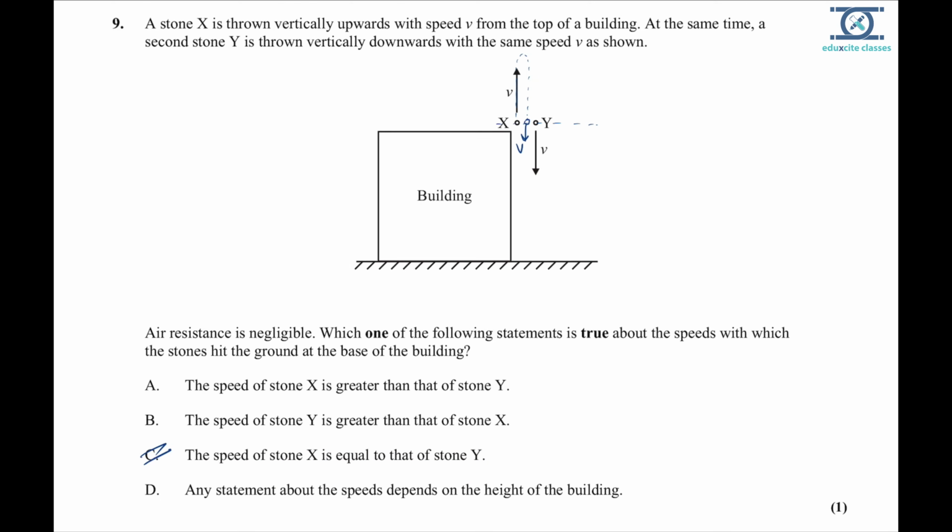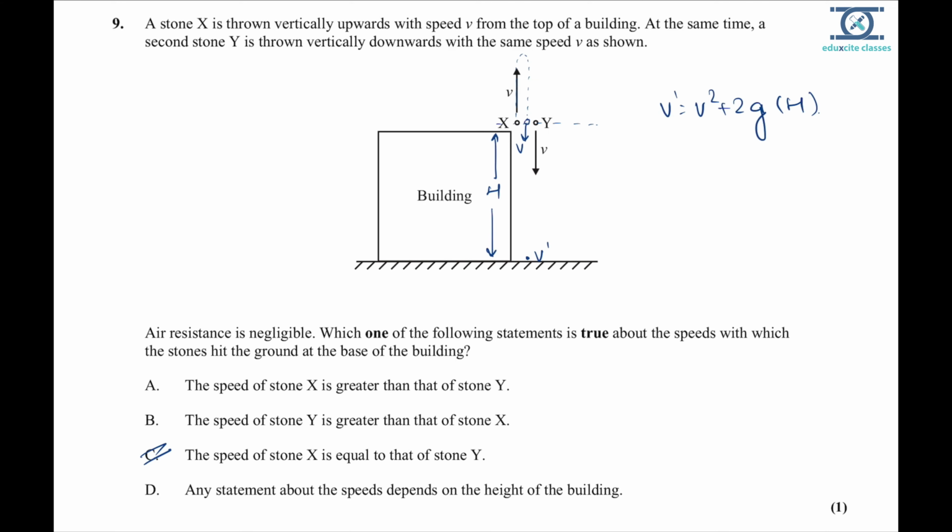If you want to prove it, I can also prove it. Let us say the height of the building is h, and the final velocity is v dash. So v dash squared is equal to v squared plus 2a, where a is your g and h is your height.